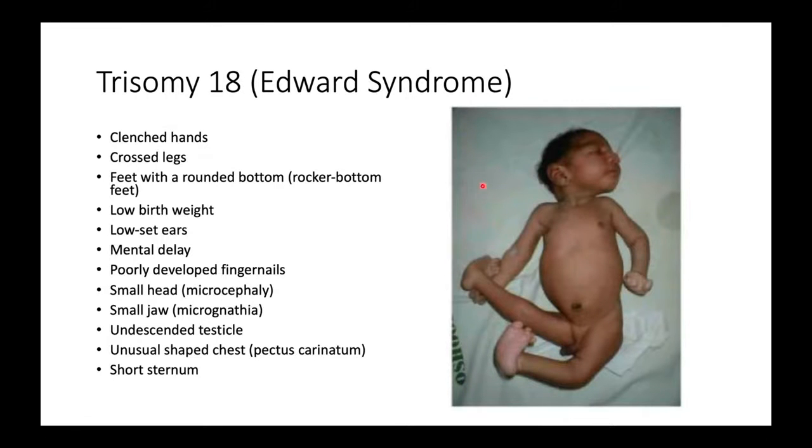In trisomy 18, or Edwards syndrome, this is characterized by clenched hands with overlapping digits. We see the rocker bottom feet, the narrow pelvis, and crossed lower limbs. These kids have low birth weight, microcephaly, a sort of prominent nose, small jaw, micrognathia, and unusually shaped chest. They may have pectus carinatum and a short sternum.